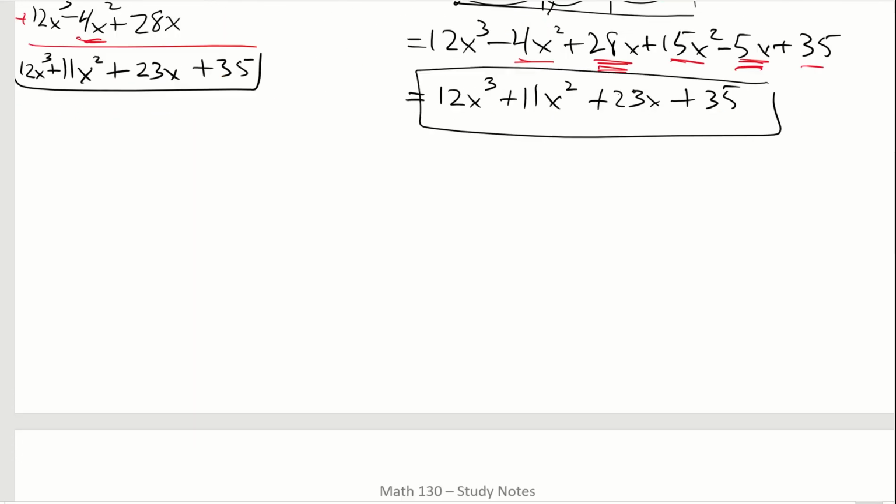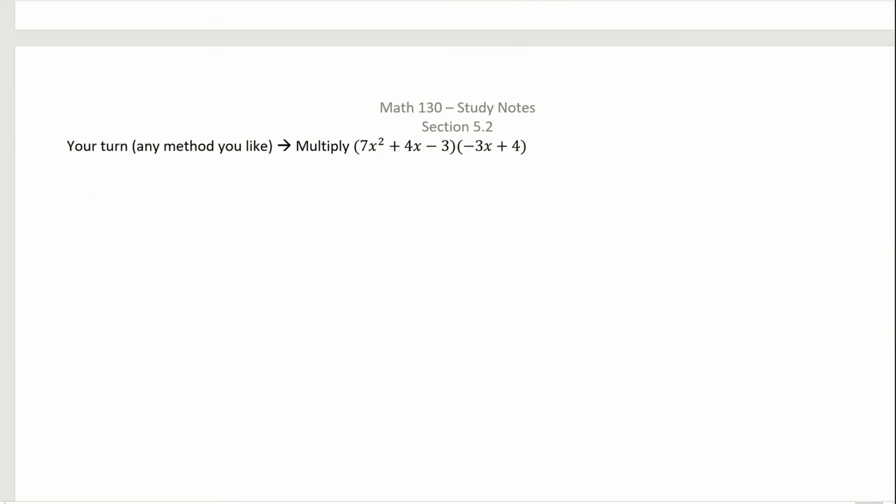All right, so I think down here, I say, go ahead and do this problem any way you like. I'm going to do the table, but you can do it any way you want to, and we'll see if we match up. I'll see you after you are done working. So pause it and work on this problem.